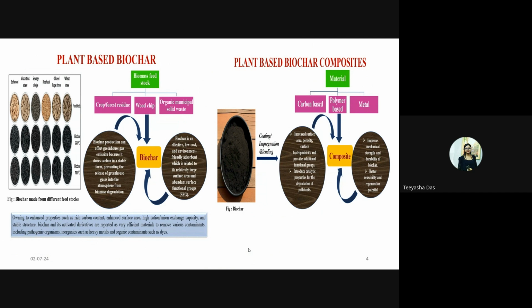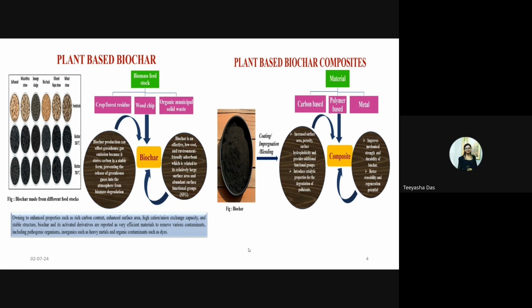In plant-based biochar, the biomass feedstock is mainly crop or forest residues, wood chips, and organic municipal solid waste. Now, biochar production can offset greenhouse gas emission because it stores carbon in a stable form, preventing the release of greenhouse gases into the atmosphere from biomass degradation. Biochar is also an effective, low cost, and environment friendly adsorbent, which is related to its relatively large surface area and abundant surface functional groups.